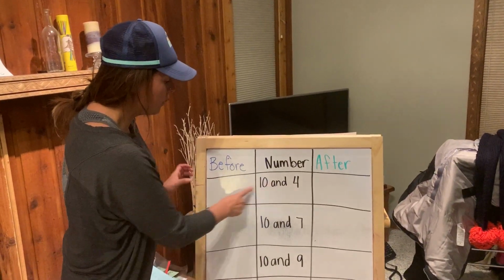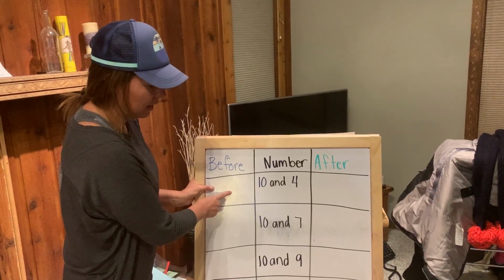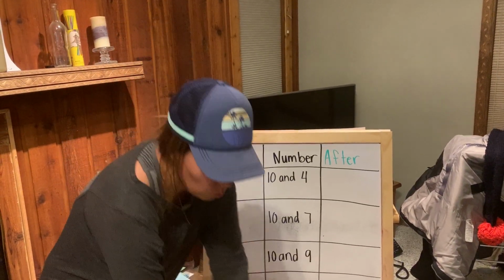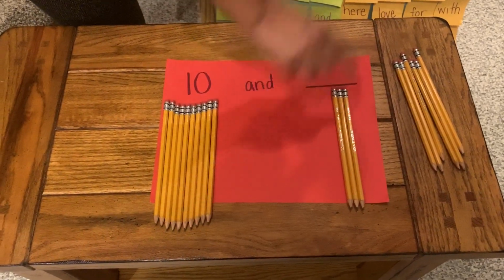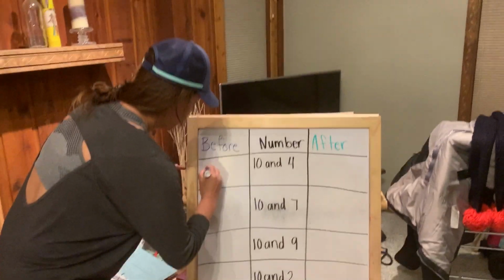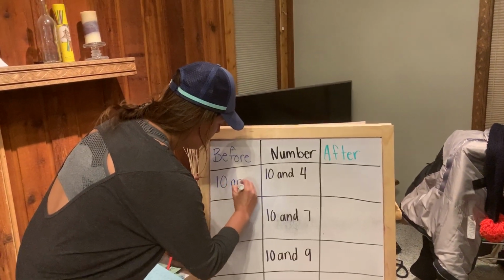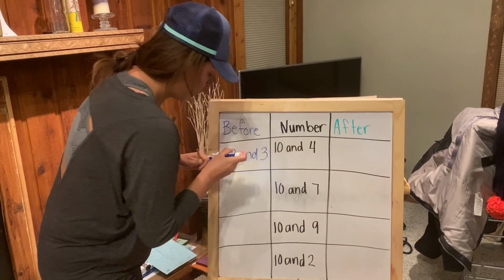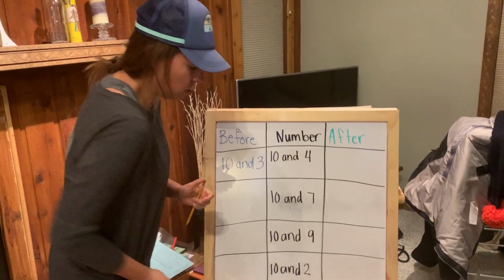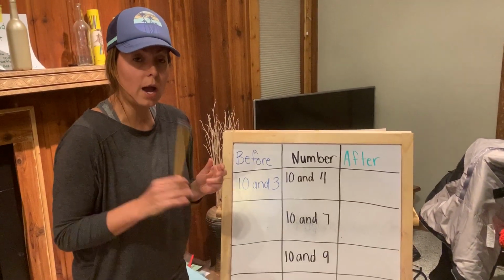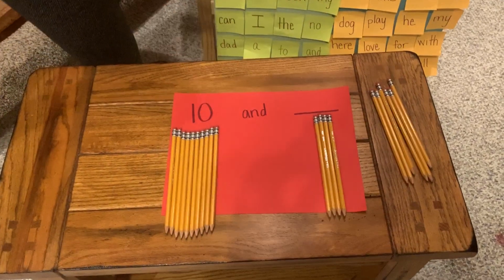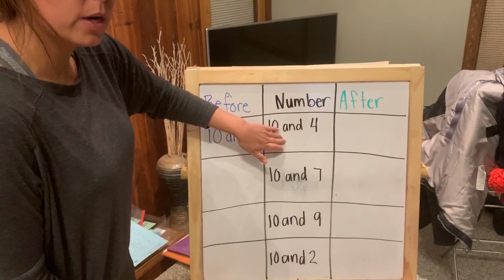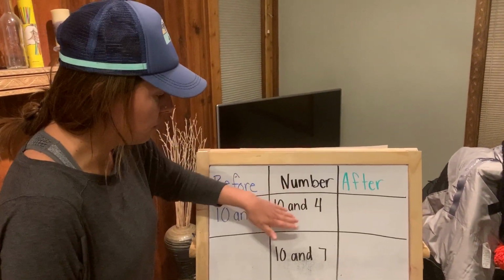I want to know what number comes before 10 and 4. And in my head, I know before means I need to take 1 away. So when I take 1 away, I have 3 left. So I know my answer for the before should be 10 and 3. Now, make sure when you're doing this activity, if you're going to do it with your objects, you put this object back to start over again, because this is kind of like our starting zone. We want to start here, and then we'll change it for both.